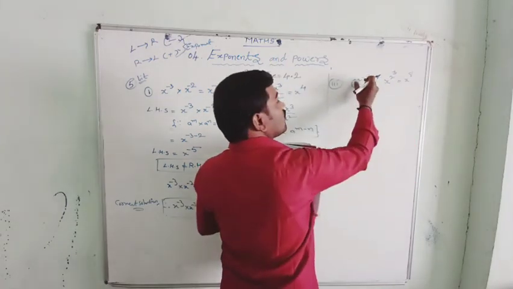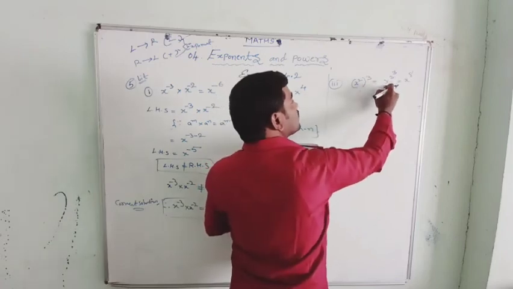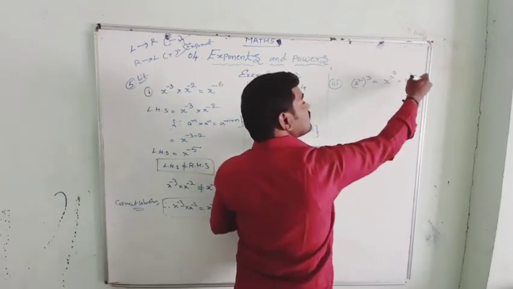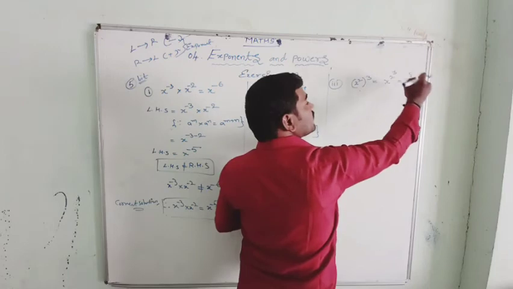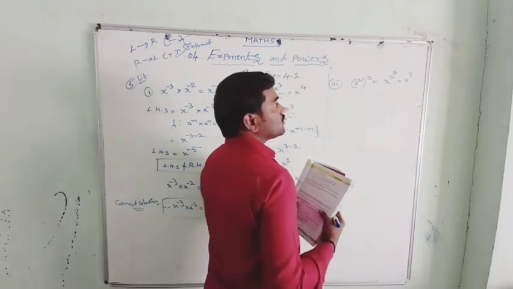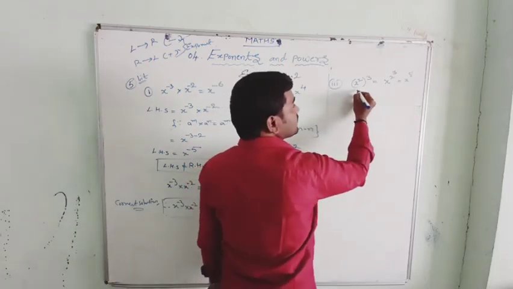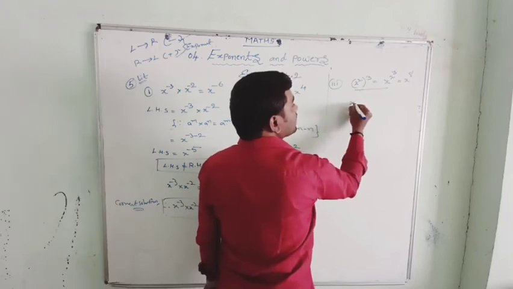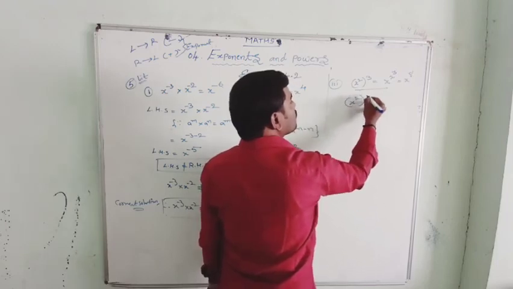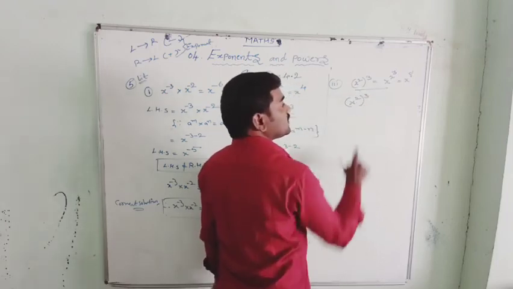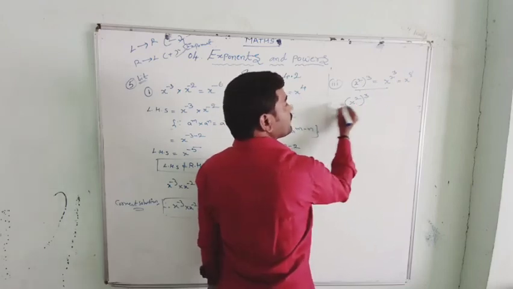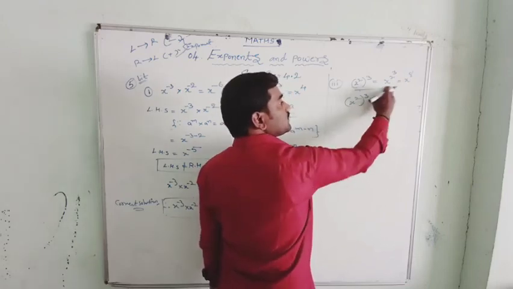So (x^2)^3 equal to x^(2^3), (x^2)^3 and x^8. So let us see that. First we will take these two here, (x^2)^3. When you solve this, here you should get, this one will solve it first.